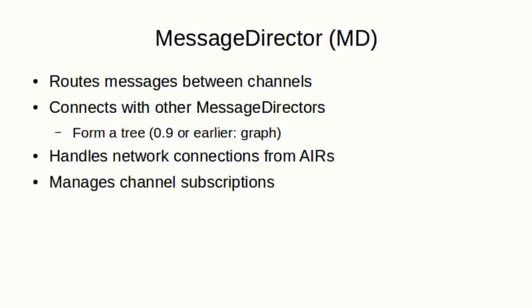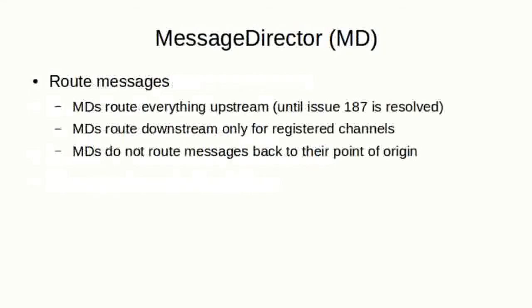Message directors also keep a list of subscriptions to channels that are made by participants connected directly to them or to message directors below them in the connection tree. The algorithm for routing messages is rather straightforward. The message director routes every message upstream, and it routes it downstream to another message director if that one has registered that channel. Messages are never routed back to where they originated.